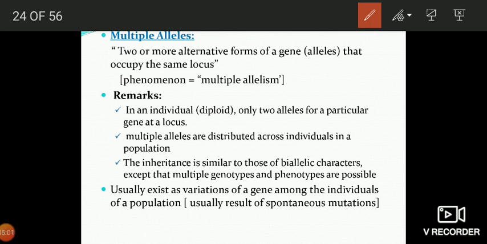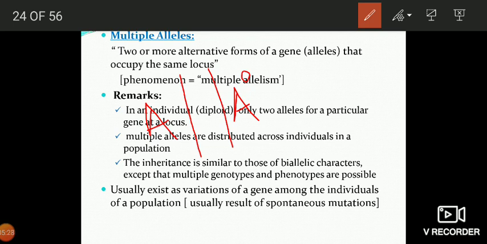The inheritance is similar to those of biallelic characters. In case of multiple allelism, since an individual possesses only two alleles, their inheritance is similar to those of biallelic characters, except for the fact that multiple genotypes and phenotypes are possible, that we have already discussed in case of ABO blood groups.